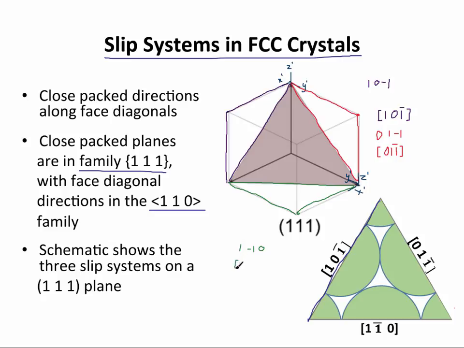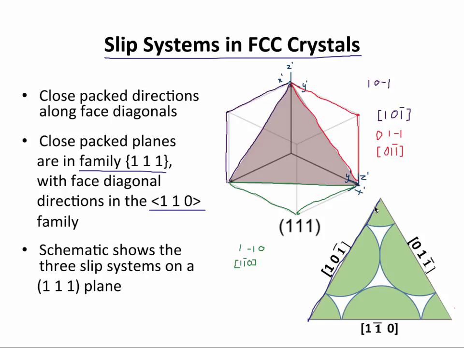And 1, -1, 0 becomes 1, bar 1, 0, which again is this diagonal here. So you can see that with all 3 of these diagonals, you end up getting a +1, a bar 1 or a -1, and a 0. So that's a quick review on how to find Miller indices to find the close-packed directions in the close-packed planes, which would be the slip systems of your crystal.